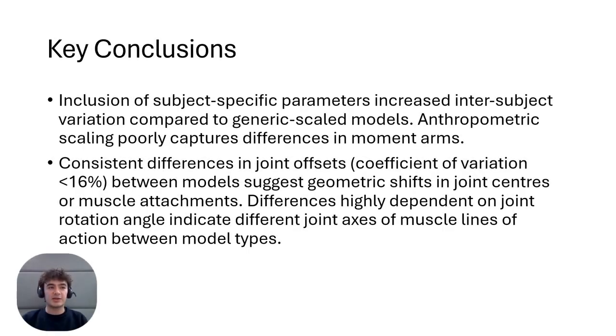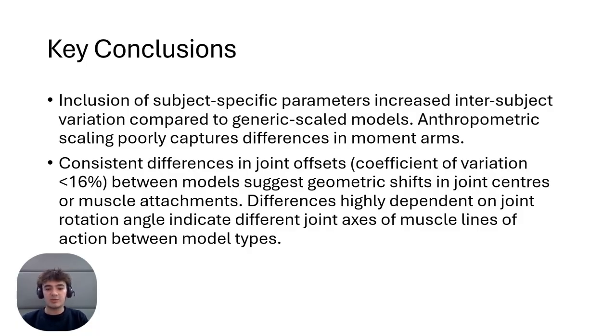So the key conclusions are that the inclusion of subject-specific joint centers of rotation and muscle attachments increases intersubject variation in predicted muscle moment arms compared to generic scaled models. This highlights that simple anthropometric scaling poorly captures differences in moment arms resulting from anatomical variability.